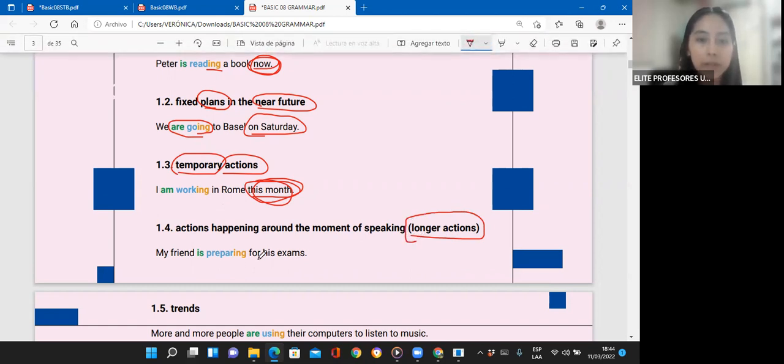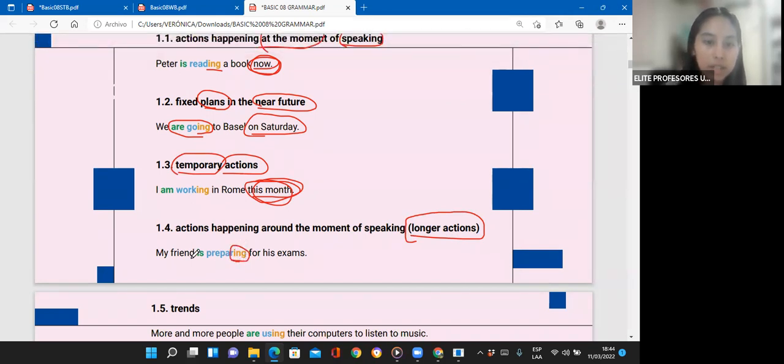My friend is preparing for his exams. You see here, also the ing is something that is happening around the moment of speaking. Okay, let's say Jennifer is studying for her math exam. Or my mom is cooking something for dinner. Or my mom is, I don't know, going to work the whole week. You see what I mean? Something that it's going to take longer time.